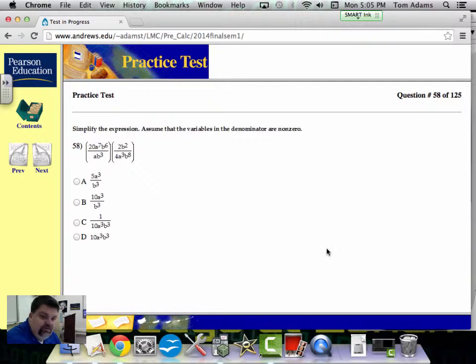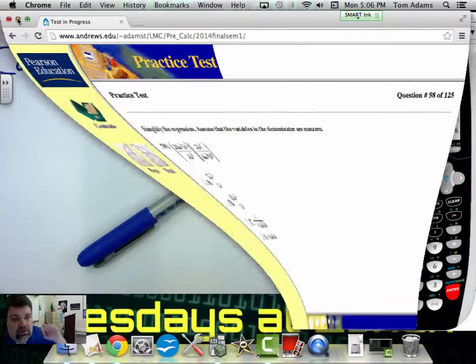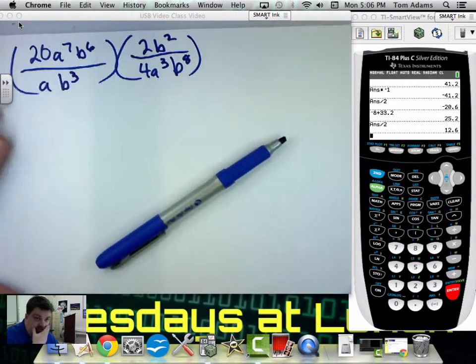Okay, so problem number 58, we have two rational expressions, which is a fancy way of saying fractions with variables. And we're multiplying them, and we want to see what a simplified version of this would look like. So what I'm doing is I'm writing down the problem, and then we will proceed from there. So that's the question, and I've written down the problem like such.